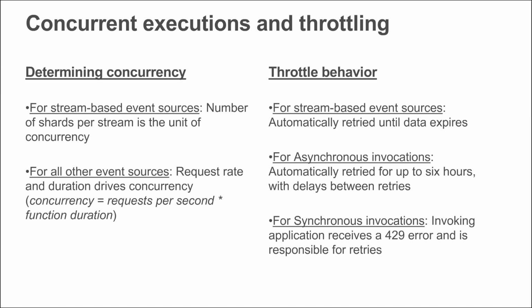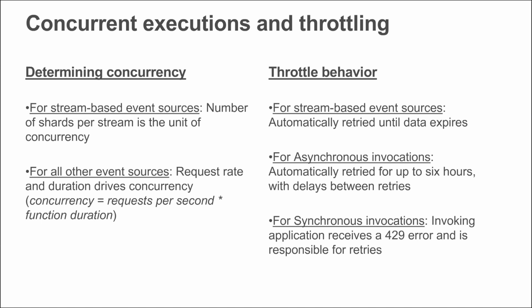For stream-based event sources, because we have to follow order, we will not fan out that way. In most cases, Lambda will fan out to meet the rate of incoming requests. But for stream-based event sources, the concurrency is limited to the number of shards per stream or the shards per table on the DynamoDB streams. That becomes the unit of concurrency. For example, if you have a 20 shard stream, then there will be 20 Lambda functions concurrently reading off of that stream. Even if you have a lot of data, it's not going to start reading faster by creating more Lambda functions, because then we lose order.